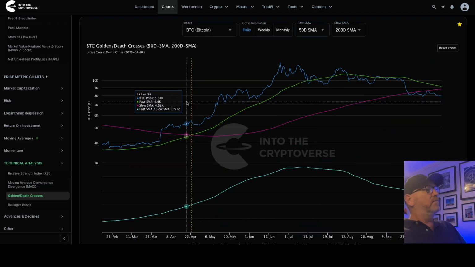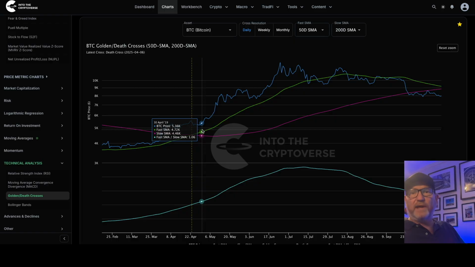Okay, so if we look back at some of the historical moves, let's look at 2019. We can see here, first of all, we got the golden cross. But then we got a pullback. So this is what we have to be careful of. We have to be careful when we have this crossover, which can happen in the next day or two even, that we may get a pullback.